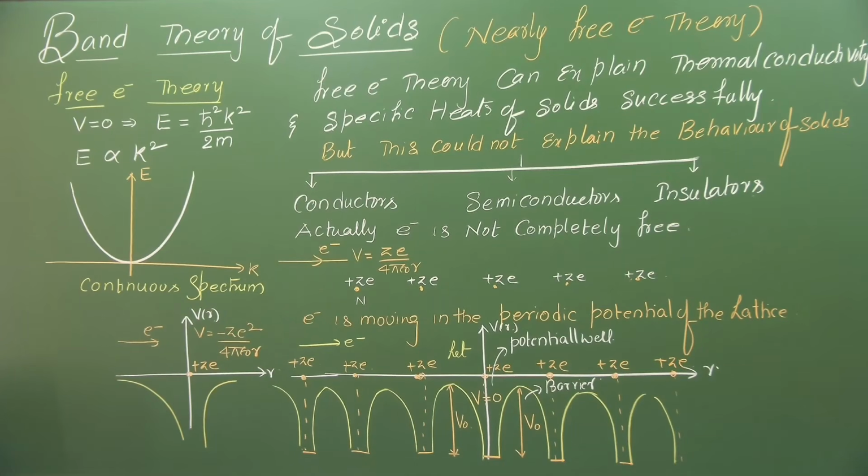So finally, in the band theory of solids, we are assuming the electron is moving in the periodic potential of the lattice. How is that potential varying? It is 0 in the vicinity of the nucleus, and outside the vicinity it is V0, some potential barrier. So 0, V naught, 0, V naught, like that. So it is a periodic potential. Let us see.